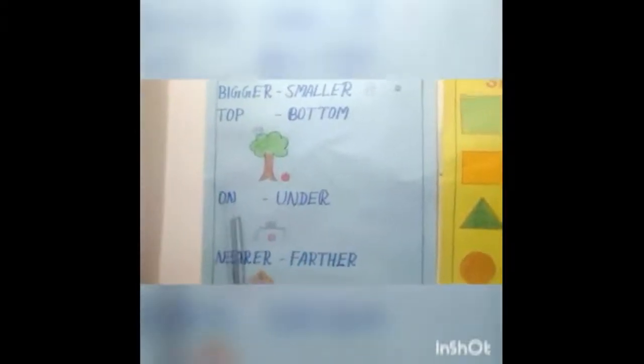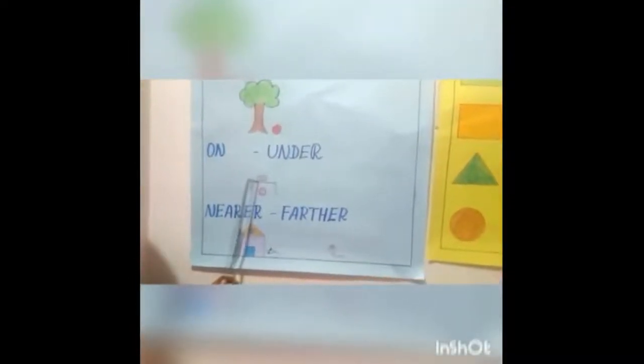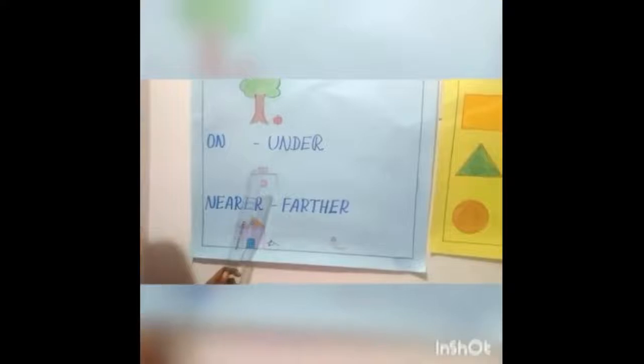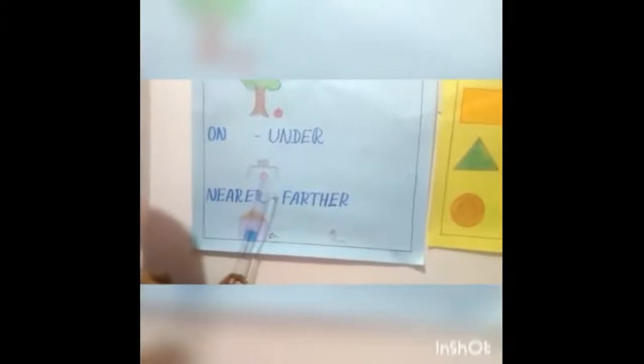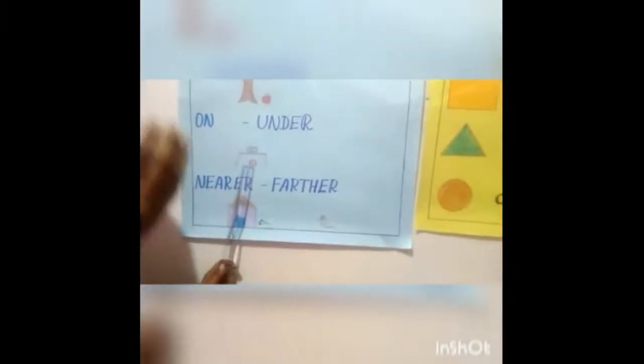Next, on, under. What is that? On, under. See, this book is on the table. This ball is under the table. What is that? This ball is under the table.